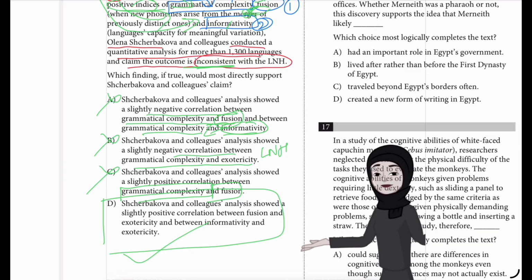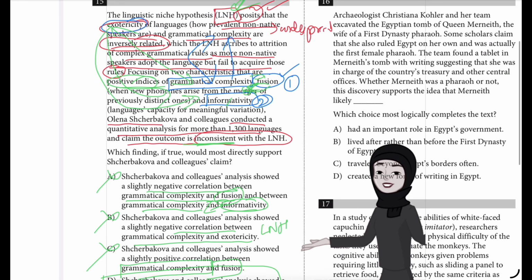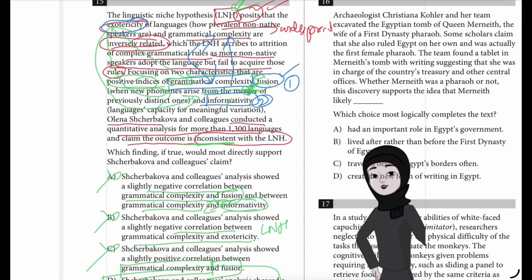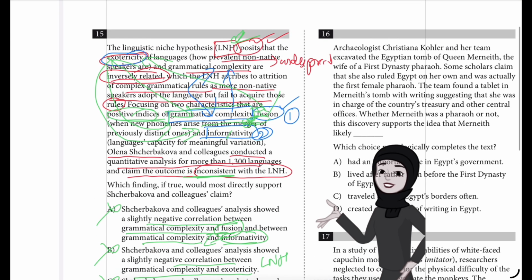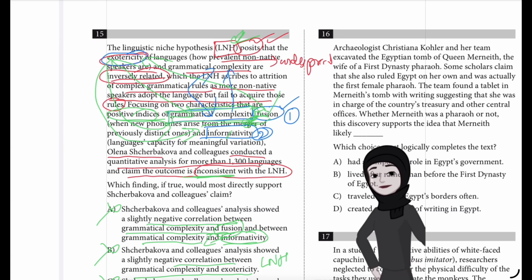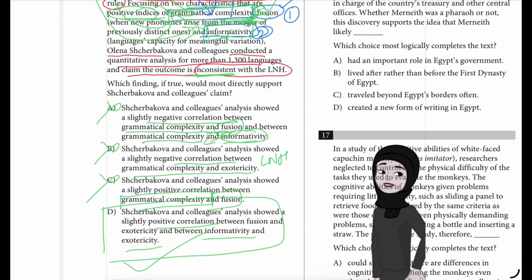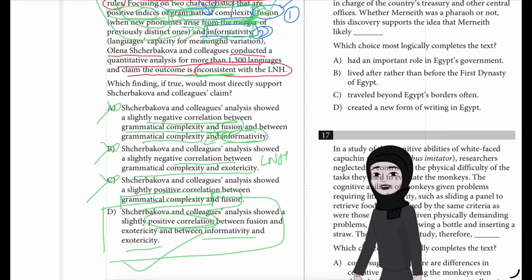Shcherbakova and colleagues' analysis showed a slightly positive correlation between fusion, which is one of the parts of the grammatical complexity, and exotericity. Between this and this, there is a positive correlation, and even between informativity and exotericity. That means the other part of the same thing, the other part of the grammatical complexity, informativity and exotericity, also is showing a positive correlation. So we'll have to go with D.